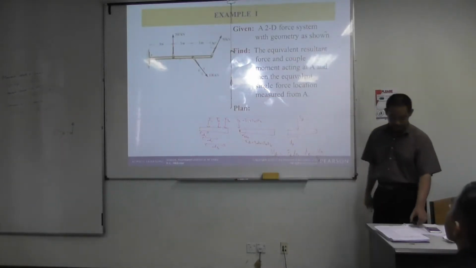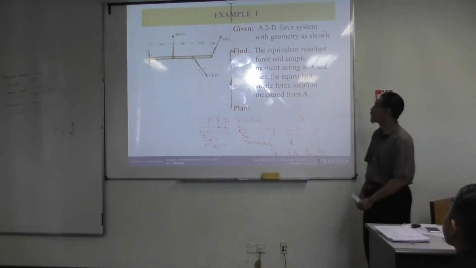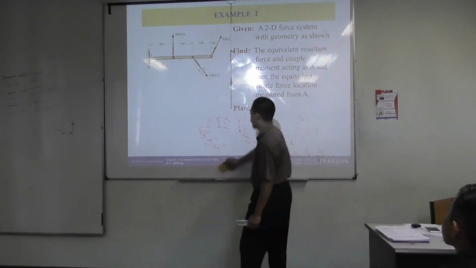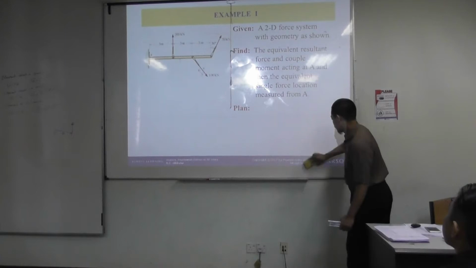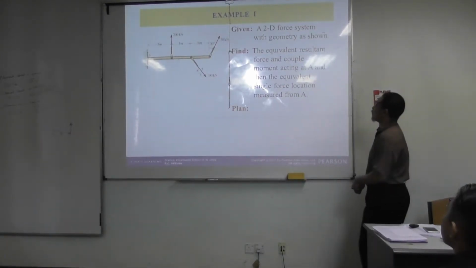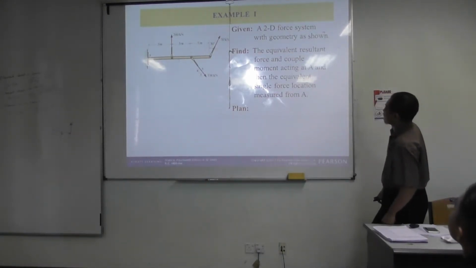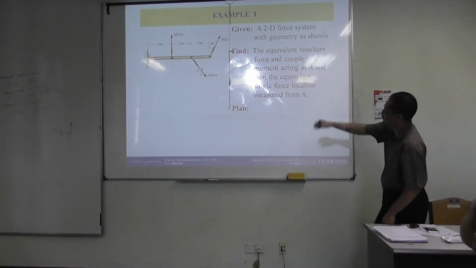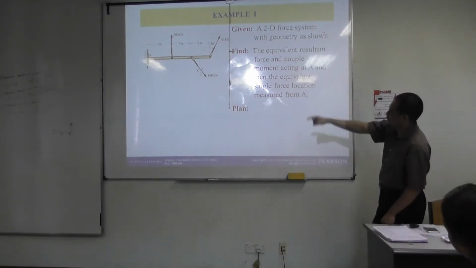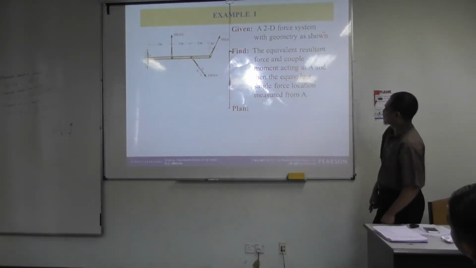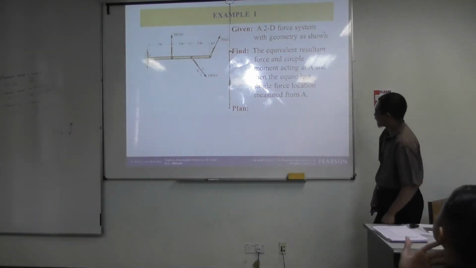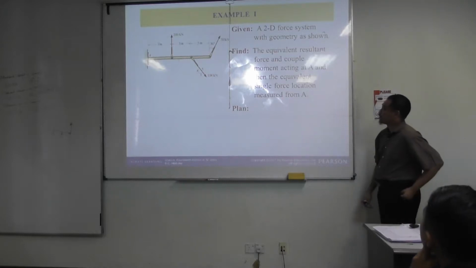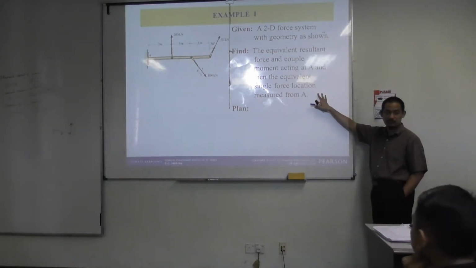Okay, let's take a look at this example here. We have a 2D force system with geometry as shown. We have three forces there, and the angles are given. Find the equivalent resultant force and couple moment acting at A, and then the equivalent single force and its location measured from A. Do you understand the question? What does the question want?